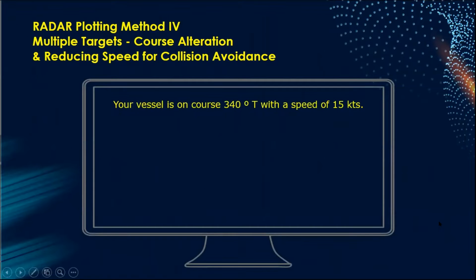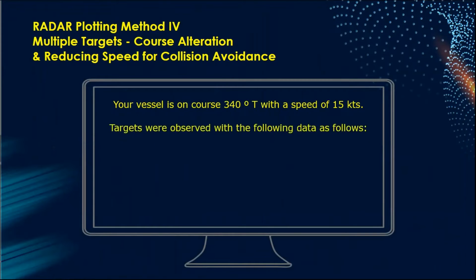For R given, your vessel is on course 340 degrees true with a speed of 15 knots. Targets were observed with the following data as follows.